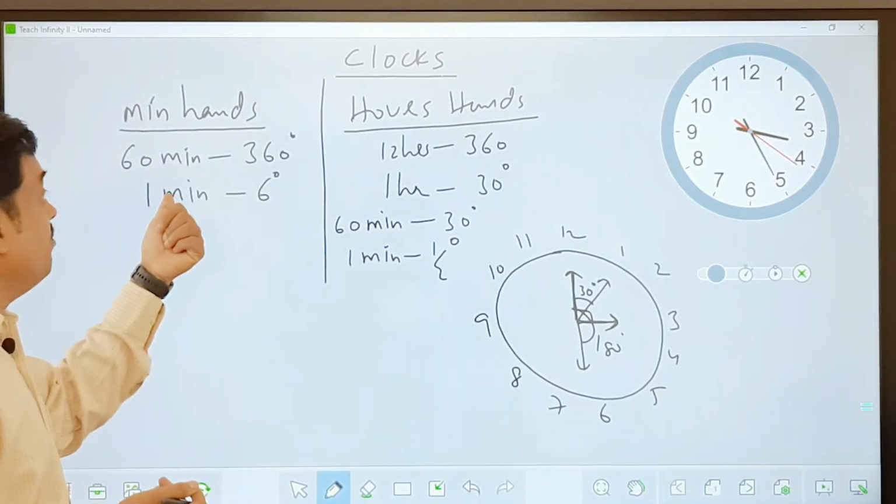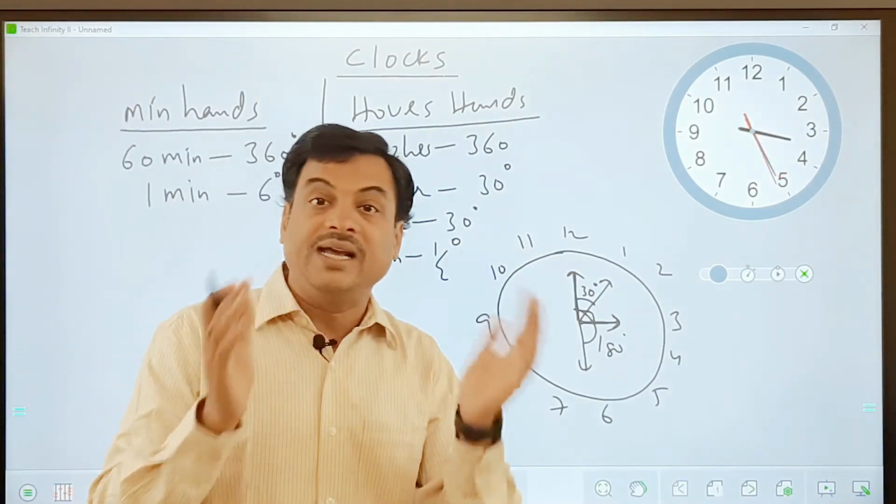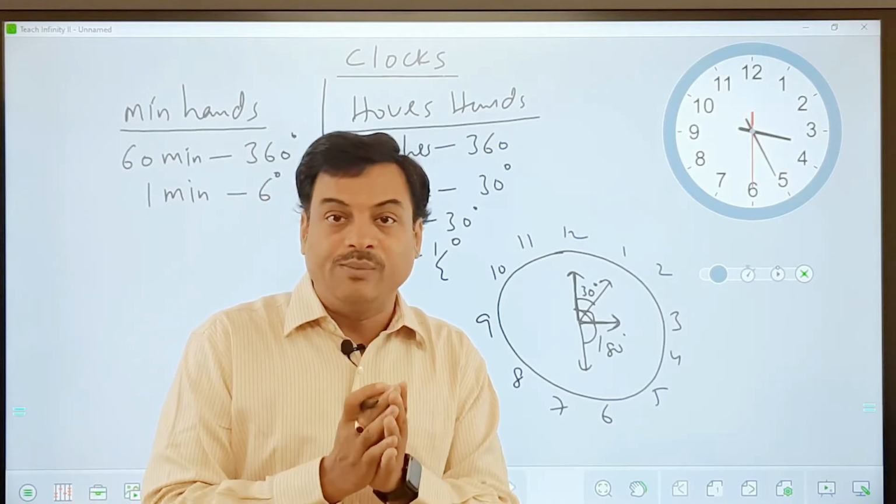So every minute the minutes hand is moving. Every minute the hours hand is moving. And every minute the seconds hand is also moving. All three of them are moving, is what we can observe.